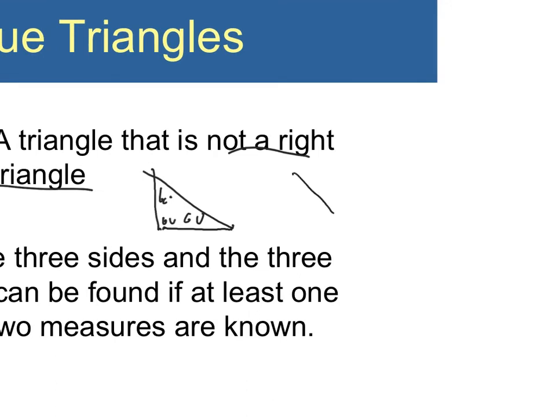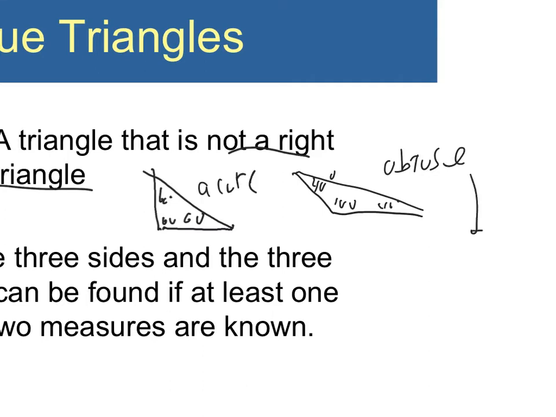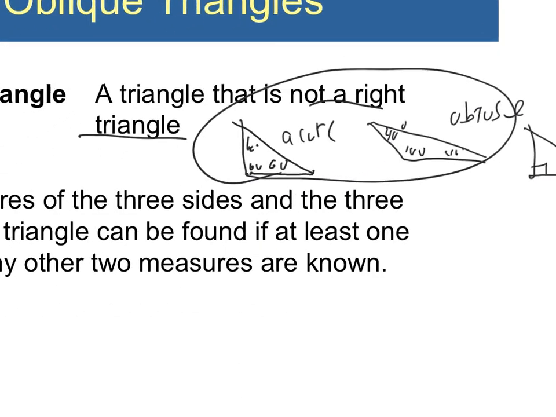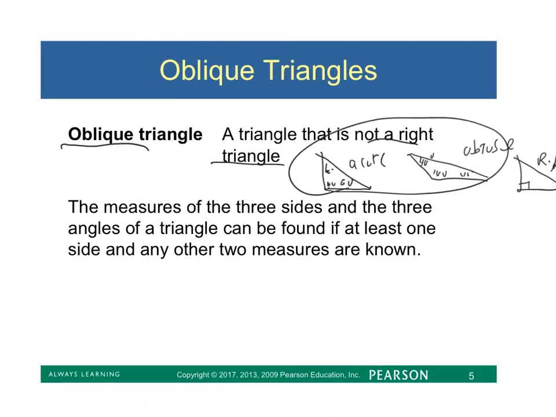If you have an angle that is bigger than 90, we'll call this 100, and maybe this is 40, 40 and 40. That'd be an obtuse triangle. This is an acute triangle. This is a right triangle. So obviously these two are considered oblique because they're not right.